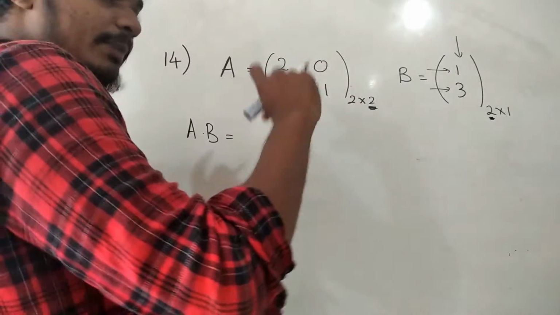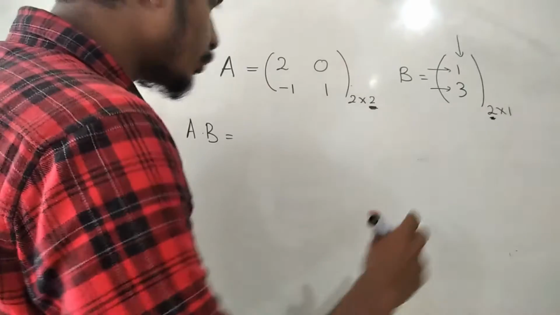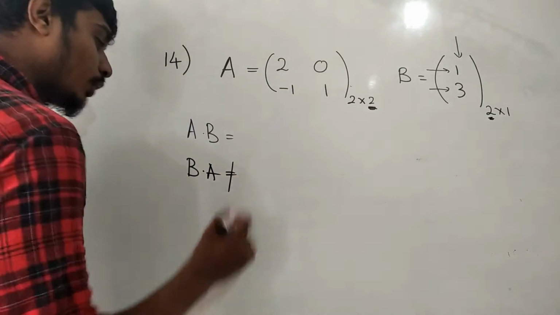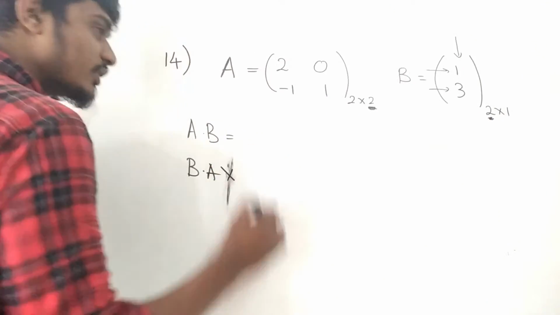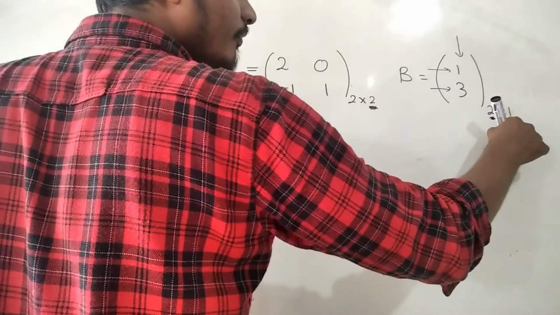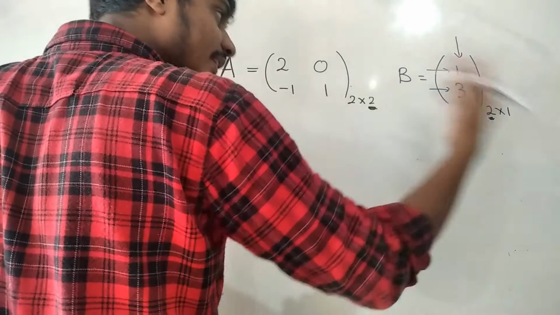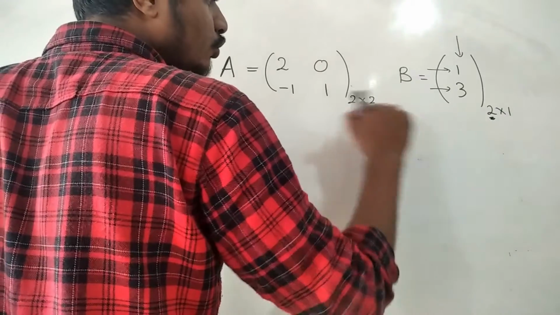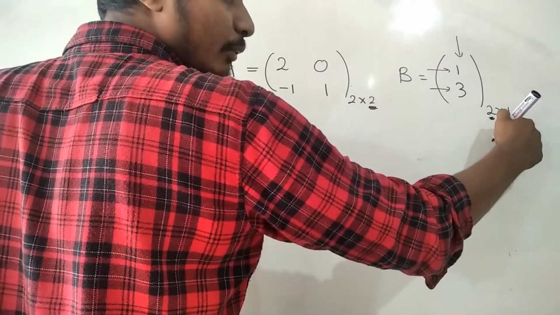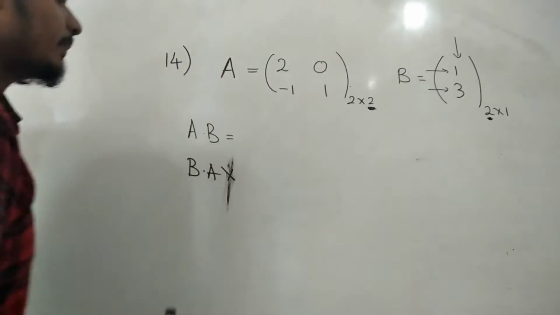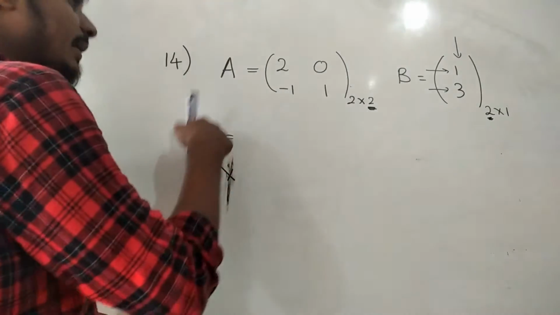So yes, can you multiply B with A? I mean B into A. Can you find B into A? No. You can't do this, because the number of columns in the first matrix and the number of rows in the second must be the same. So here it's ending with 1, and here it's starting with 2. So they are not matching up. So you can't multiply B with A, but you can multiply A and B.